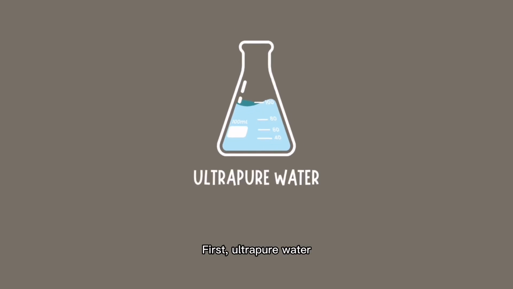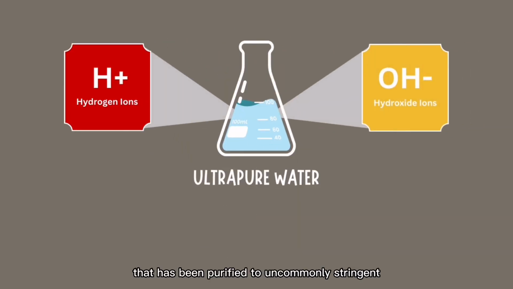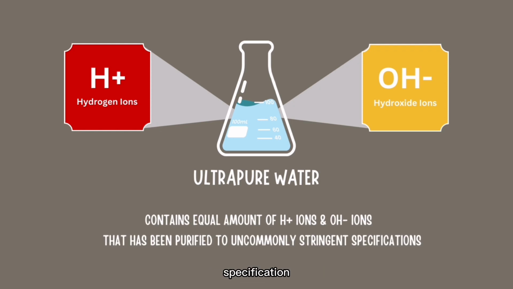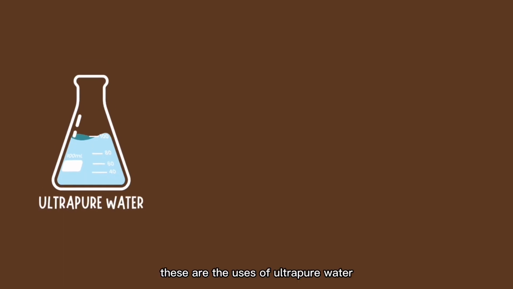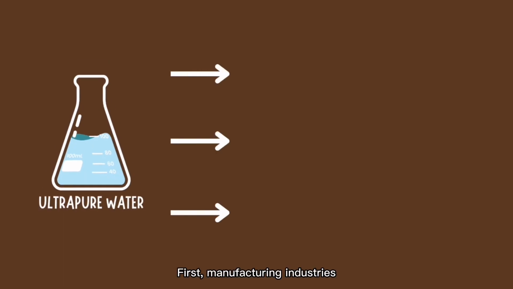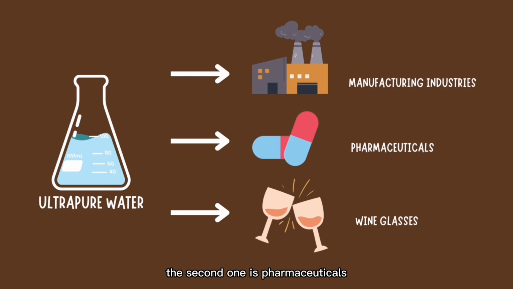First, ultra pure water. Ultra pure water is water that has been purified to uncommonly stringent specification and contains equal amounts of H+ ions and OH- ions. These are the uses of ultra pure water. First, manufacturing industries. The second one is pharmaceuticals, and the third one is wine glasses.